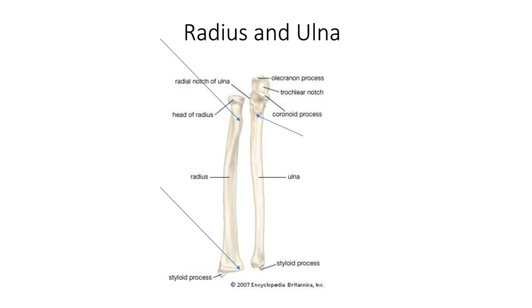The coronoid process and the ulnar tuberosity, which is the blue arrow on the ulna, that is the insertion for the brachialis muscle, as it has two different insertions. And again, it has a styloid process on the medial side.